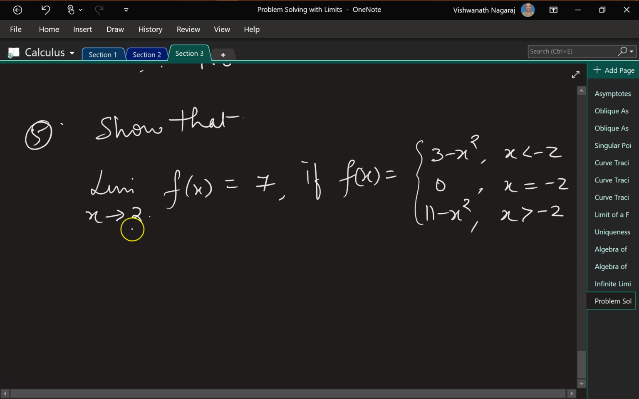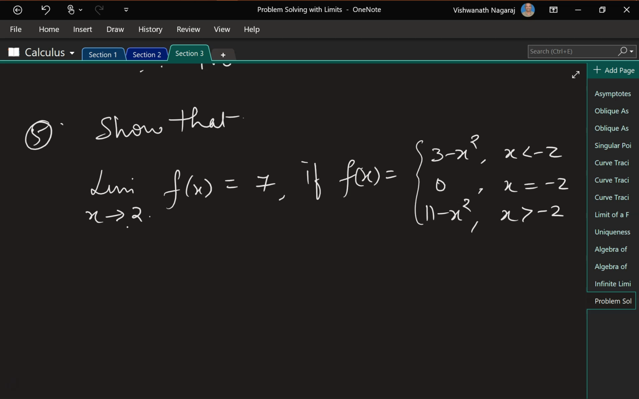Now we have to find the limit as x approaches 2. Remember, you can't just do substitution. Don't just substitute it and solve it. We have to figure out both the left hand limit and the right hand limit.